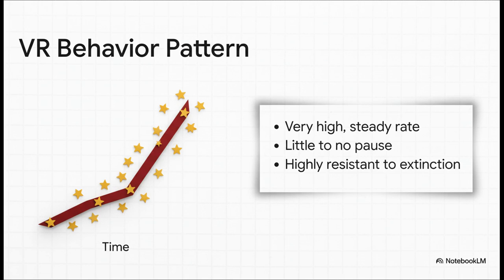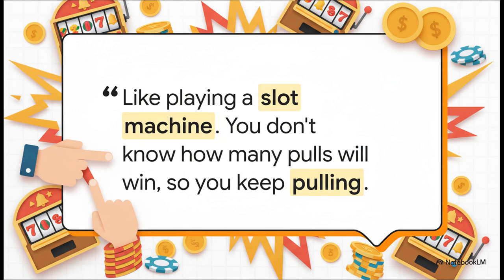And the effect of this unpredictability is huge. Variable ratio schedules produce a very high and steady rate of responding with almost no pausing at all, because you never know which response is going to be the one that pays off, you just keep going. This makes the behavior incredibly persistent and highly resistant to extinction. That means the behavior will continue for a long, long time, even if the reinforcement stops completely. And of course, the classic example of a variable ratio schedule is a slot machine.